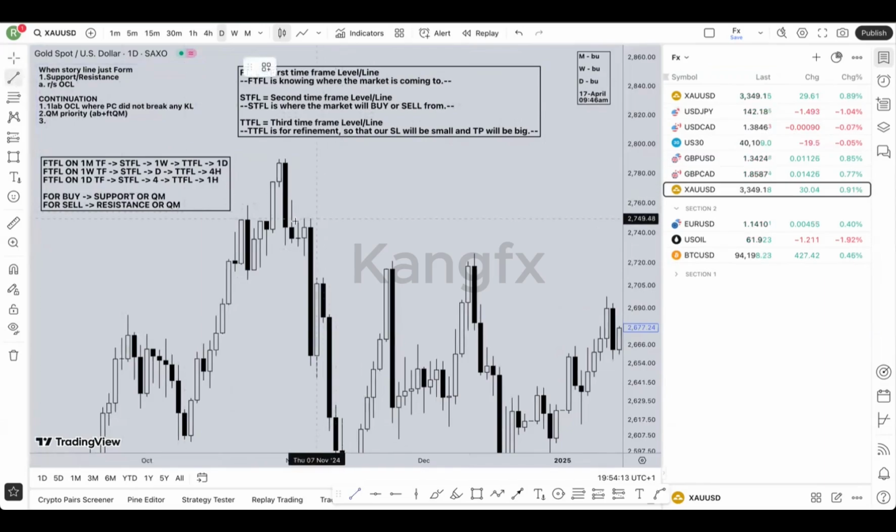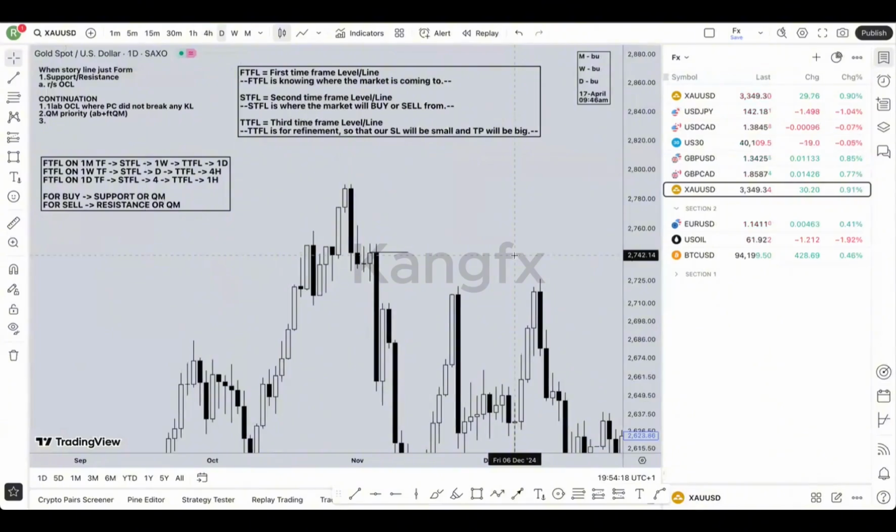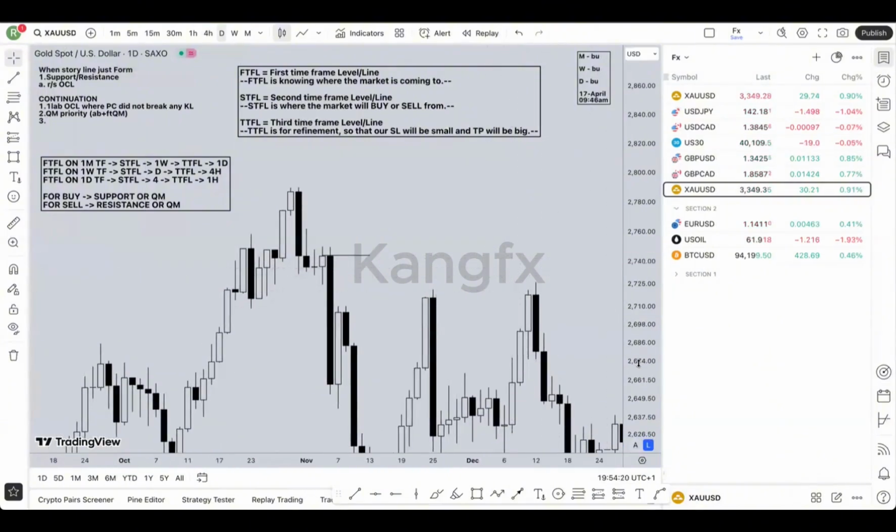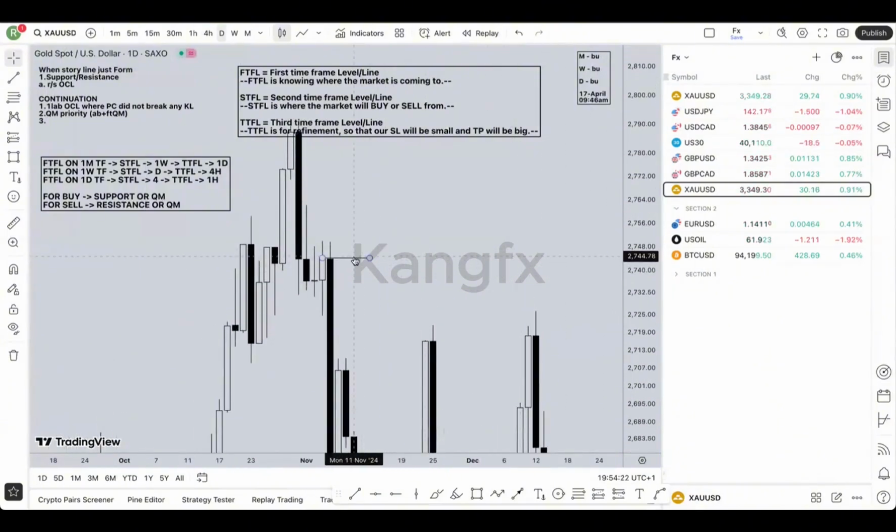So if I mark here as my FTFL, remember this is daily time frame. That's the first time frame, I mark this place as my FTFL. Remember, I'm not going into storyline. I'm not going into FTFL. We learned FTFL in the last session. If it's confusing, watch that video again. If this is my FTFL, I also said when marking FTFL, for now, we focus on support, resistance, and QM. That's what I said.